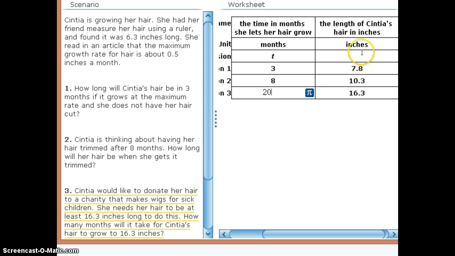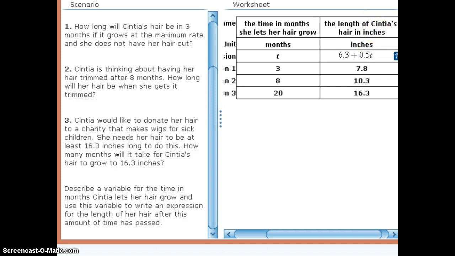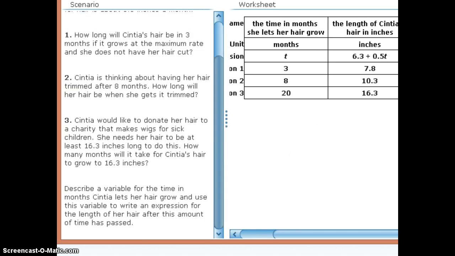I can also write out the expression and then set up an equation to solve. So that's 20. And then I'm going to need to enter an expression here as well. So how did we calculate all these things? Well, we started with our initial value, 6.3, and then we added 0.5 every, times t months. So 0.5t. If you want to put in parentheses there, that's fine, or t times 0.5, that would be fine too, I'm sure. And I believe there's nothing more to do to this problem. I'm done. That's all there is.